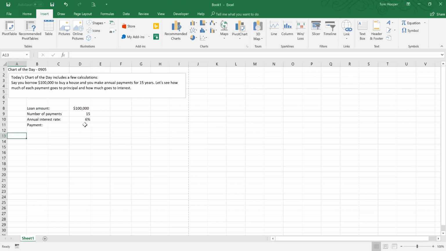We don't yet know how to calculate the payment, so we'll go ahead and put in a guess, and then we'll change that guess to get our loan paid off on time. So let's assume that we make 15 payments of $8,000 each. We'll begin in year 1.